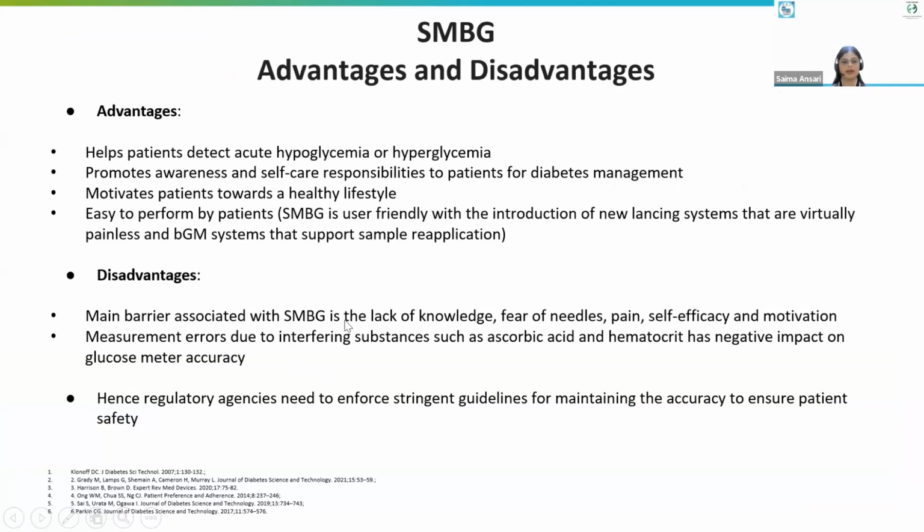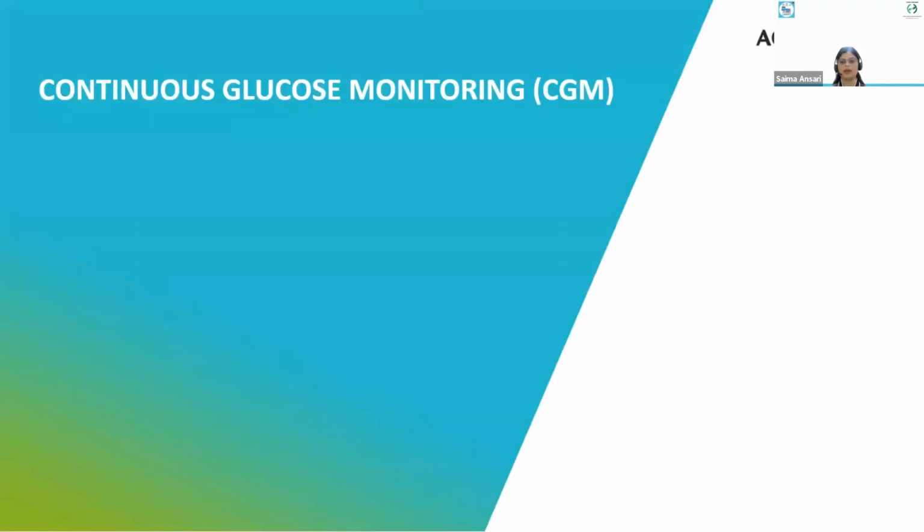But the disadvantages can be lack of knowledge, fear of needles, pain, self-efficacy, and also measurement errors due to interfering substances such as ascorbic acid, which can interfere with the lancet, and hematocrit has a negative impact on glucose meter accuracy. Hence regulatory agencies need to enforce stringent guidelines for maintaining accuracy to ensure patient safety.